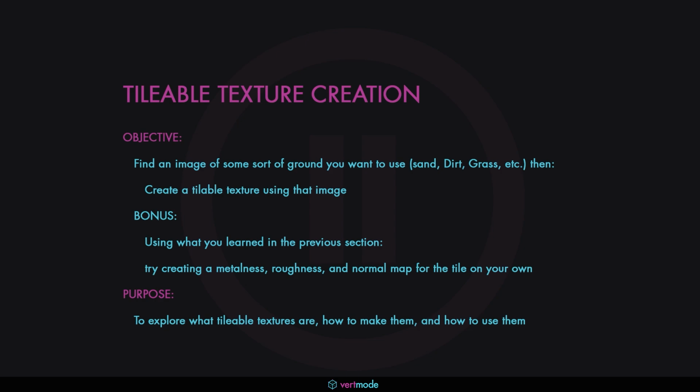Whatever sort of ground you're going to have, I'm using sand, but you could use something like dirt or grass, whatever you want to do. Go ahead and try and make your own tileable texture. And as a bonus challenge, what I want you to try and do is create a normal map for it and a roughness map. We don't really need a metalness for this because there is no metal, but if yours has metal, feel free to try and add that. So go ahead and give that a shot. Then we'll go ahead and resume and see how we can do that together.